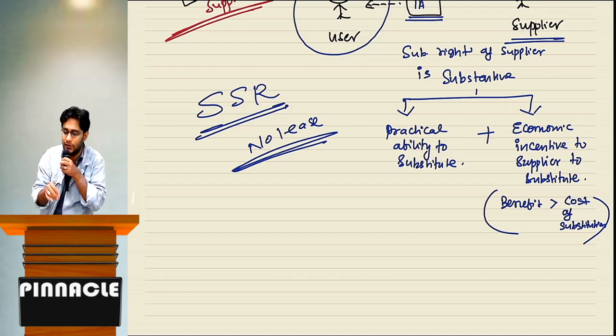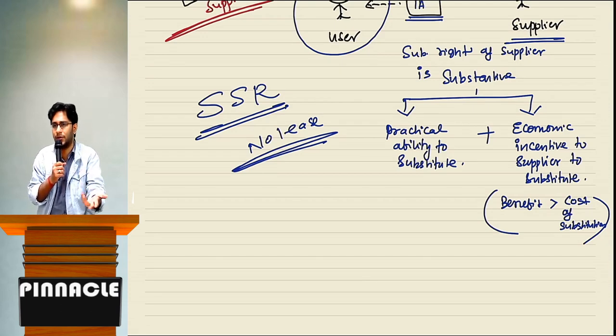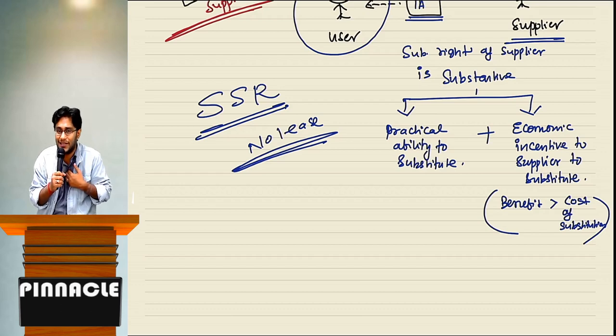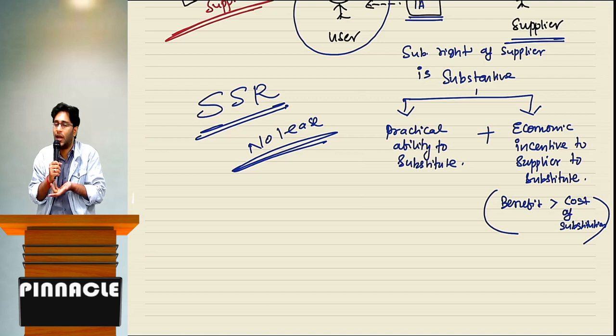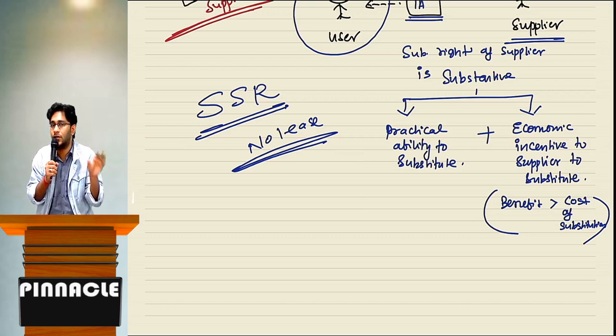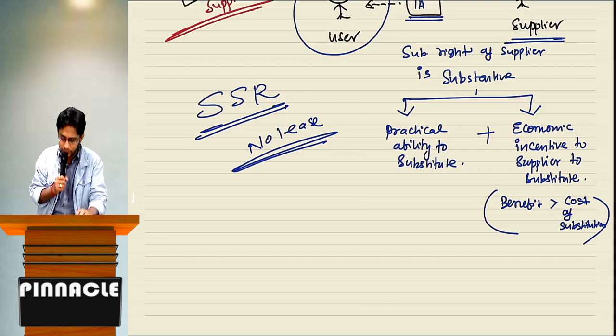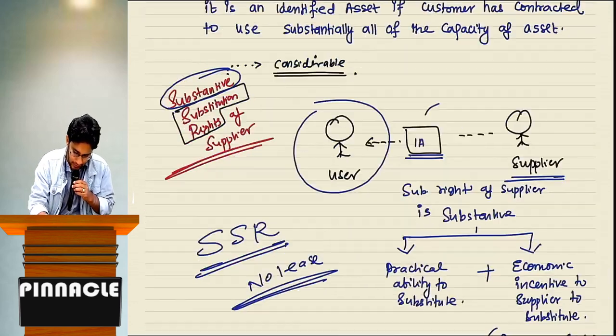When it is highly likely, they use the word substantive. When should I conclude it is substantive? Two conditions. Number one, that fellow should have the ability. He should have the motive also, the economic incentive. What ability he has, I as a lessee can also evaluate. But whether he has the incentive or not, how will I evaluate? I might be able to evaluate, I might not. The standard says don't do any research on that. If you don't have any information, assume that substitution rights are not substantive. Not substantive means identified asset is there and lease accounting will apply for you. Next, point C, right.